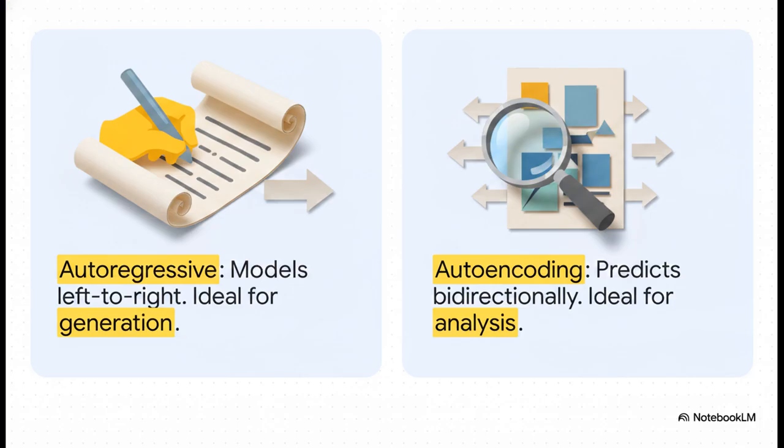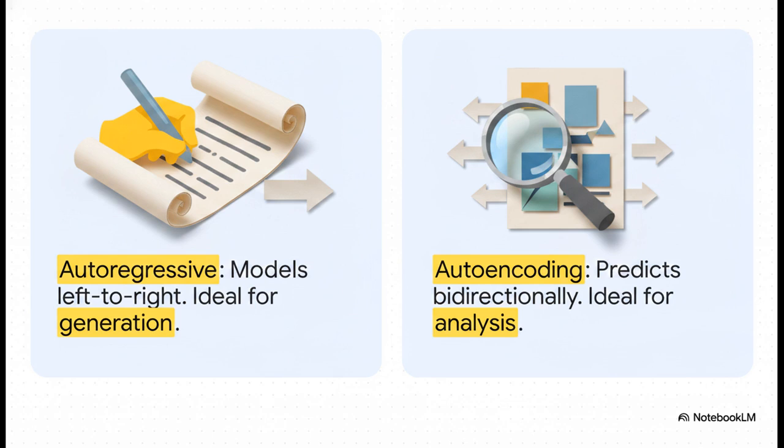Now, when we look at the models themselves, there are 2 main types of transformers you absolutely need to know. First, autoregressive models, like OpenAI's famous GPT series. These models read and predict the next token strictly in one direction, from left to right. Because of this forward-moving momentum, they are just absolute masters at text generation.